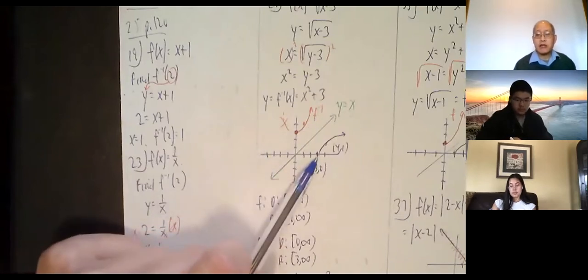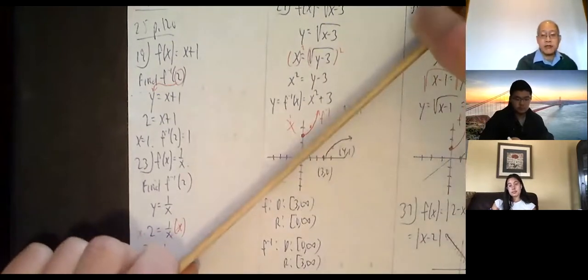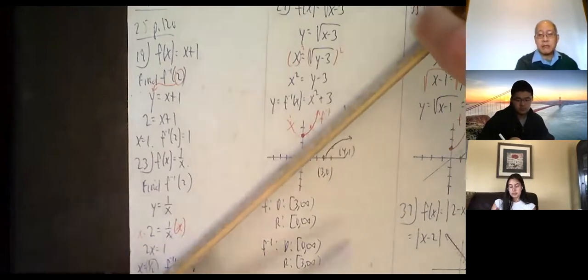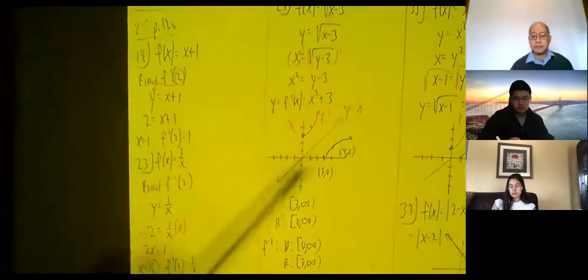Okay, let's look at the original function. And again, notice the line y equals x. It's a reflection, it's the mirror image. So if I take the mirror image of the blue, I have the red. I don't have all this stuff over here, actually.